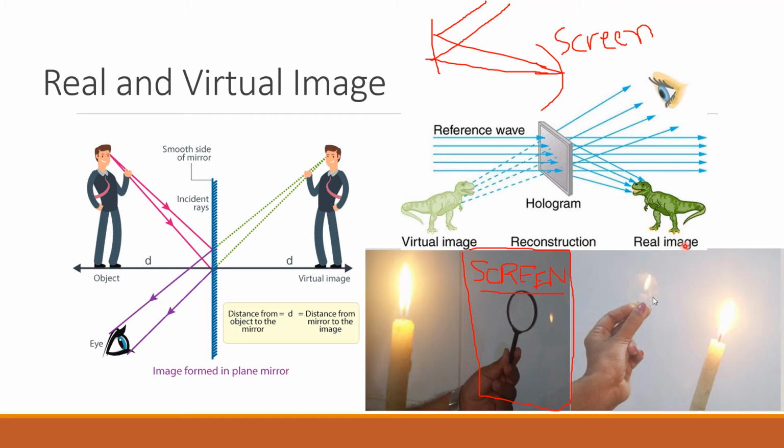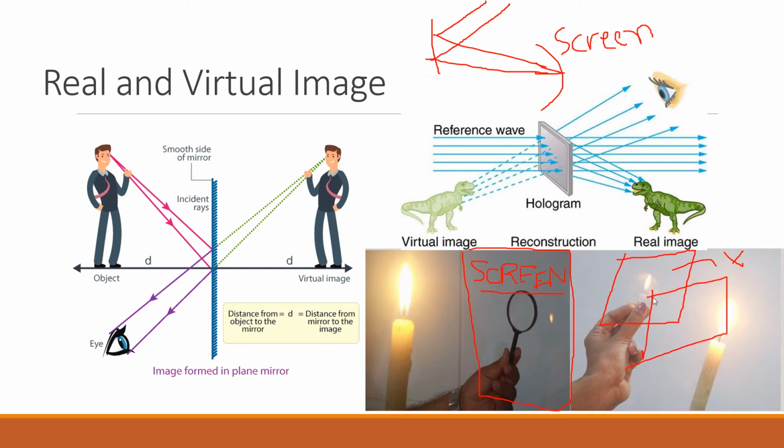When the image cannot be obtained on the screen, suppose if I want to put this image, can you see the image of this candle on a screen? Is it possible to put this image on a screen? Where should I keep the screen? Behind this lens, so that it projects the image on the screen. Will it project the image? No. What happens if I keep it in front of this lens? Fine. Will it project this image on the screen which is in front of this lens?